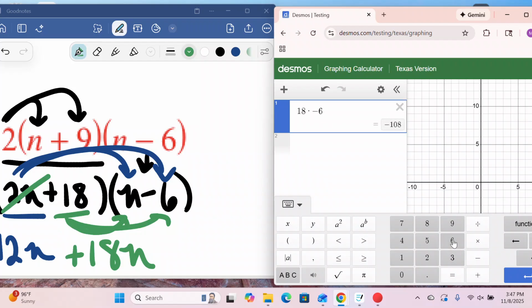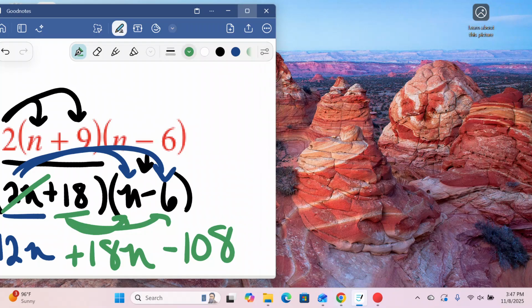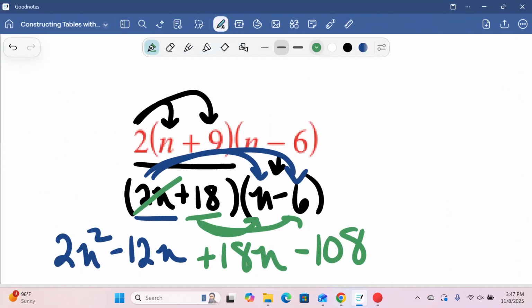And it gives me negative 108. So 18 times negative 6 is negative 108. So whenever you need Desmos, you just bring him out and he'll work for you. You always let Desmos do the work.